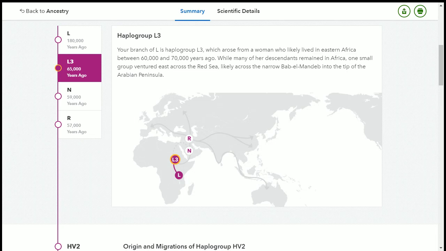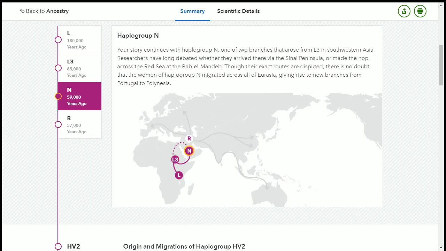That's why I'm also known as the Ice Age. Then we go to N. N is when you leave. Okay, and it tells you here that the two branches are Southwest Asia and have long been debated, but the Sinai Peninsula. So, like if you're an HV2, if you go to a site like Family Tree, I'm by myself still, so I have no matches there on my mother's side. But on my father's side, I do.